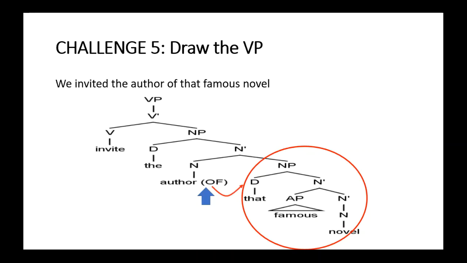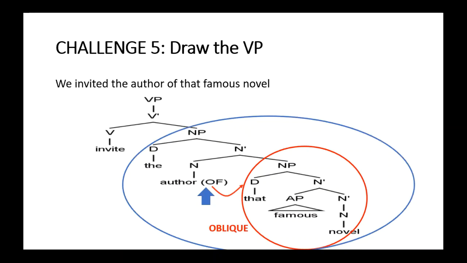Well, that one gets case from the pseudo preposition. The noun author cannot assign case. Nouns do not assign case. So in this case, we have that extra element, and that extra element is going to give us oblique case to that noun phrase. Now, notice that we still have one more noun phrase, the one in blue. What case does that big noun phrase get? Does it get oblique case?